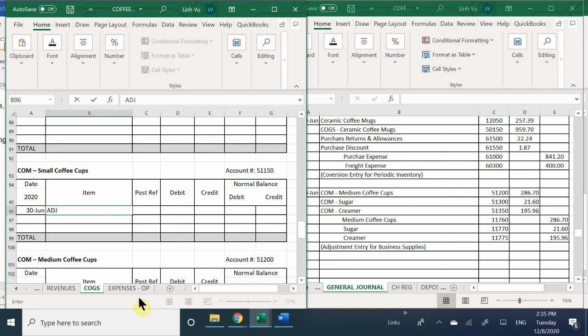And I'm also going to inform how many cups I actually used. So used 5,297 cups. Post reference, still 19. And that's going to be the 286.70 in the debit column.